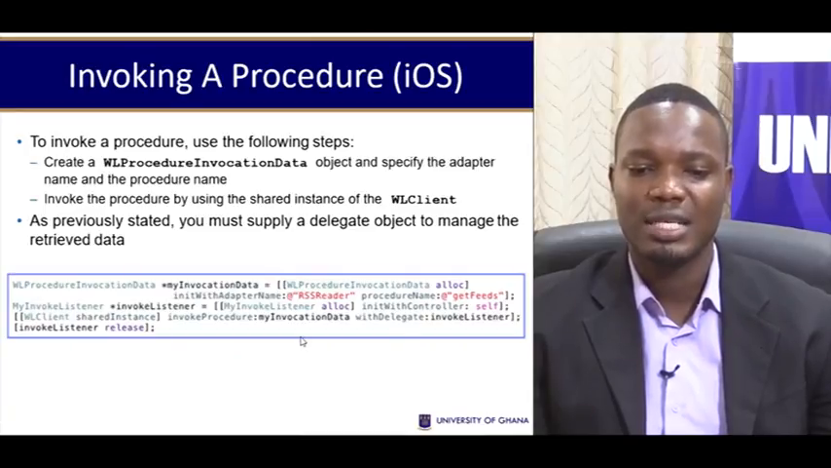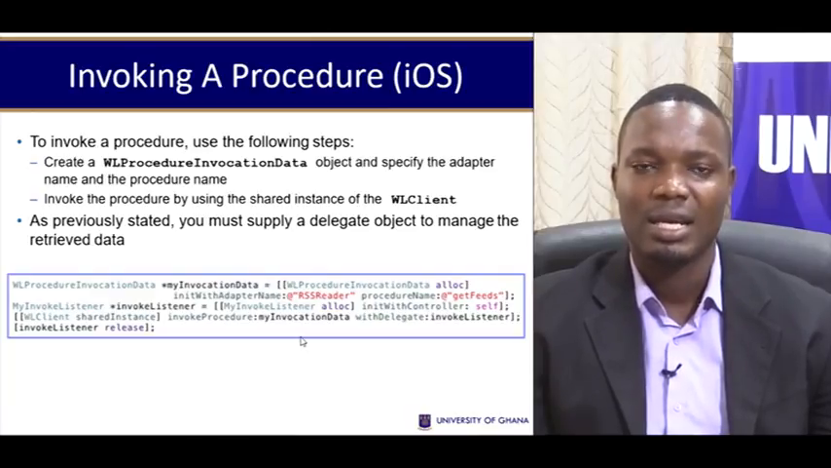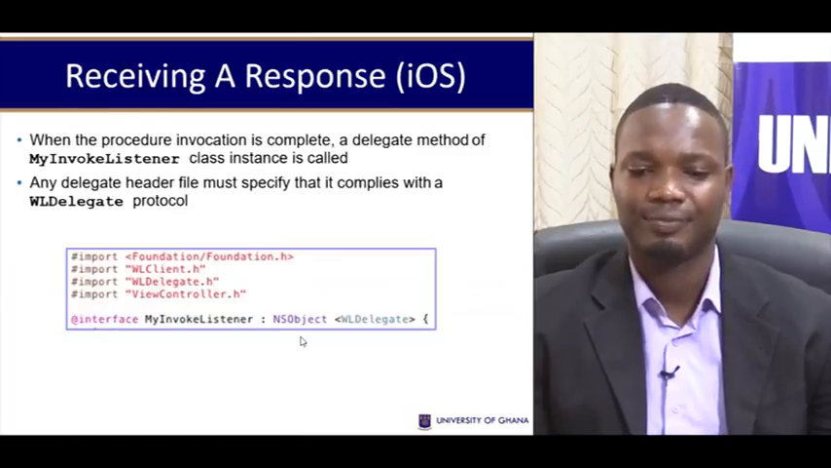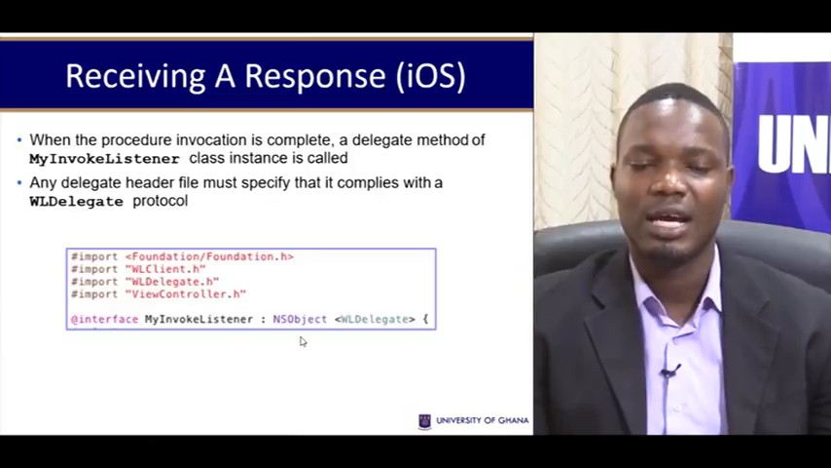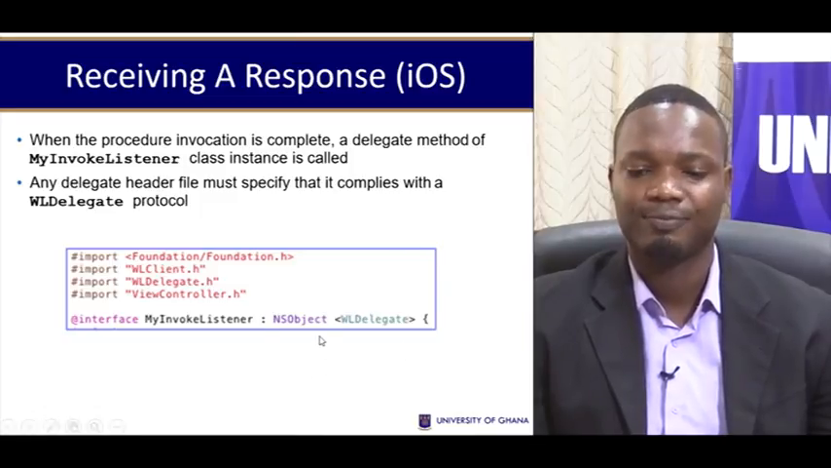To invoke a procedure, we need to use the following steps. We need to create a WLProcedureInvocationData object and specify the adapter name and procedure name. Then finally, we invoke the procedure by using the shared instance of the WLClient. Now, when we receive the response or when the procedure invocation is complete, a delegate method of the MyInvokeListener class is called. Any delegate header file must specify that it complies with the WLDelegate protocol. So we have it also shown here.